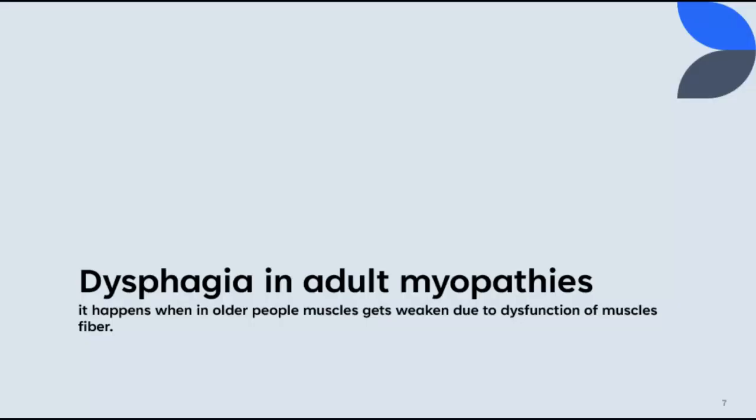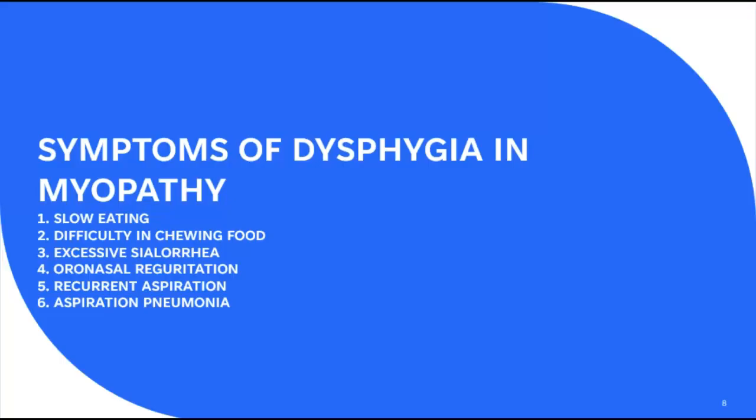So now we are continuing by discussing adult myopathies. What happens in older people is that when they get older, their muscles weaken, and due to the muscle weakness there is a dysfunction of muscle fibers. Due to that they get less chewability, jaw problems and the like, and due to that they get many side effects and become a patient of dysphagia. So how can we know that a person is suffering from dysphagia in myopathy?